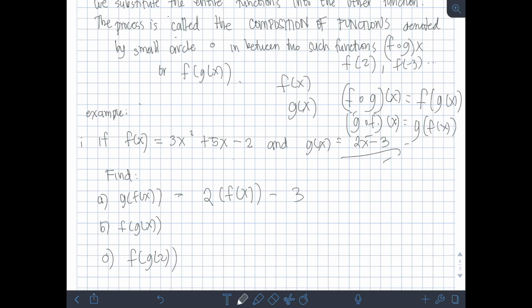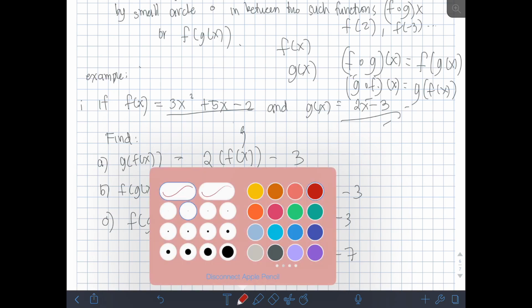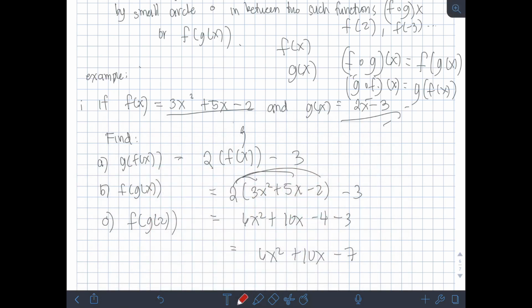So, kopya lang natin tong given function na 2x minus 3. And then, palitan natin ngayon yung f of x, yung actual value niya in terms of x. So, we have 2 times f of x is 3x squared plus 5x minus 2. So, ito yun, di ba? Minus 3. Then, simplify nyo lang. Distribute nyo yung 2. So, we have 6x squared plus 10x minus 4 minus 3. Simplify 6x squared plus 10x, negative 4 minus 3 is negative 7. So therefore, g of f of x or g circle f is 6x squared plus 10x minus 7.